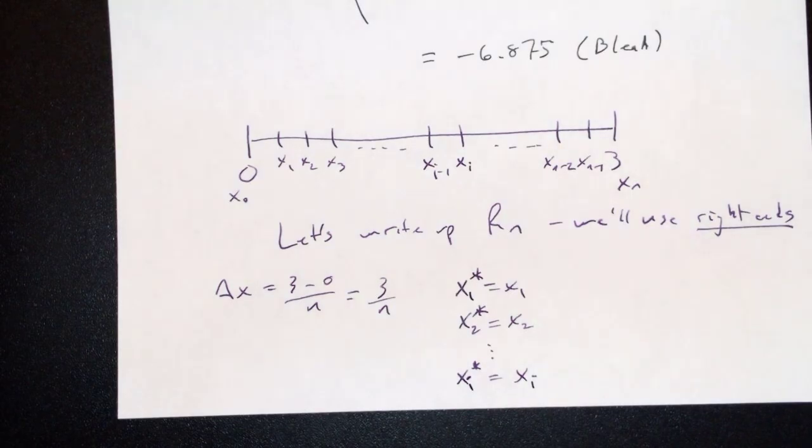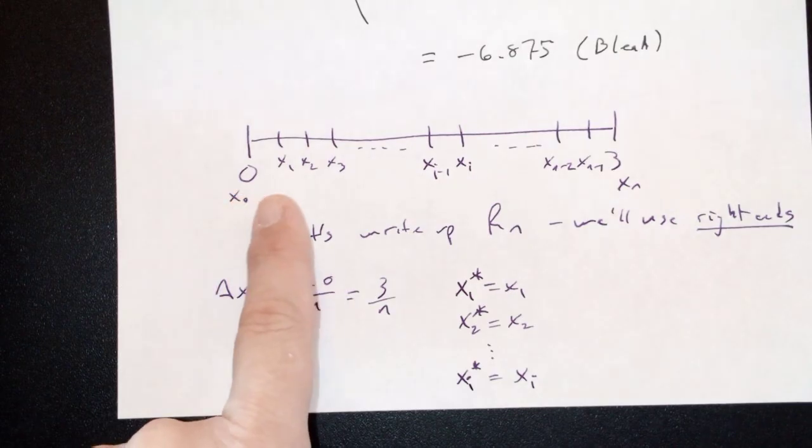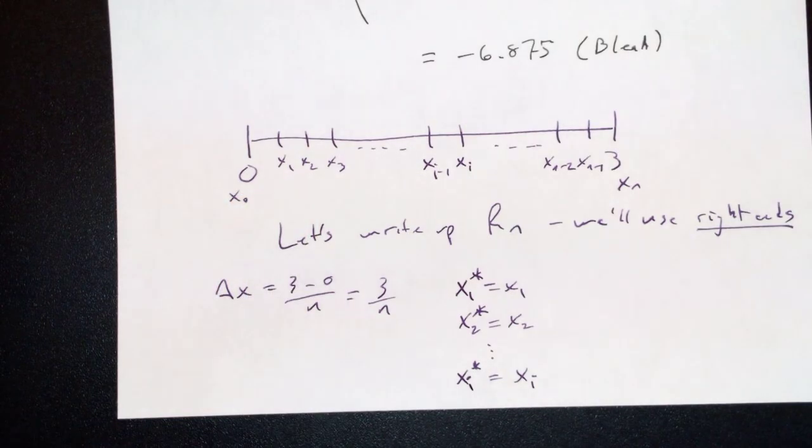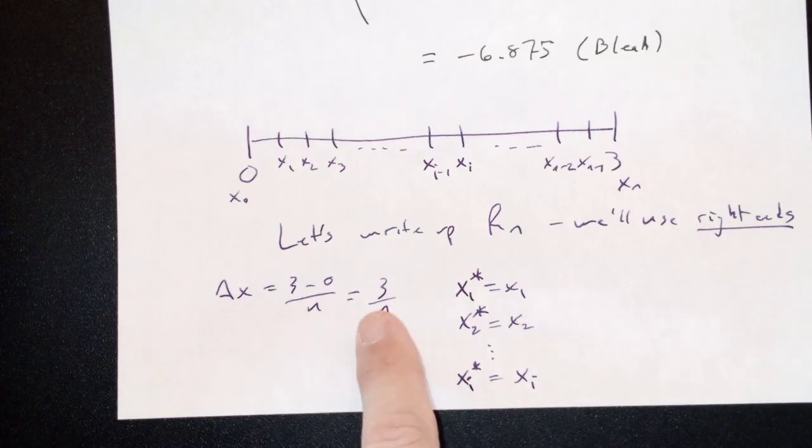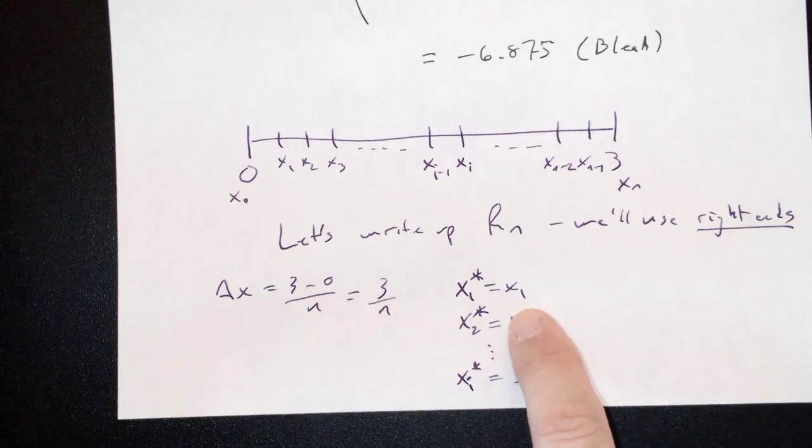So now I need to figure out what those numbers are. I start at 0. I move over one step. But one step is this width. So I moved over 1 times this. That's this value.